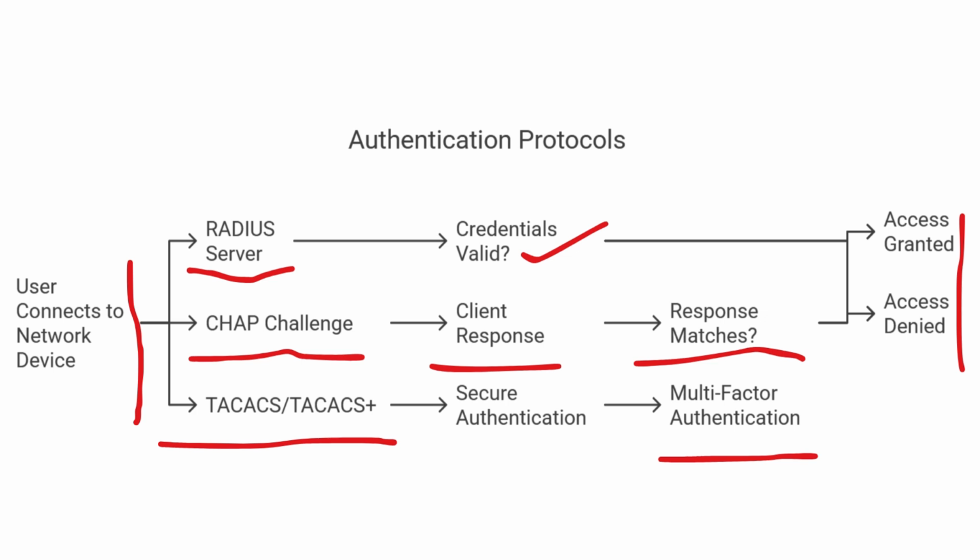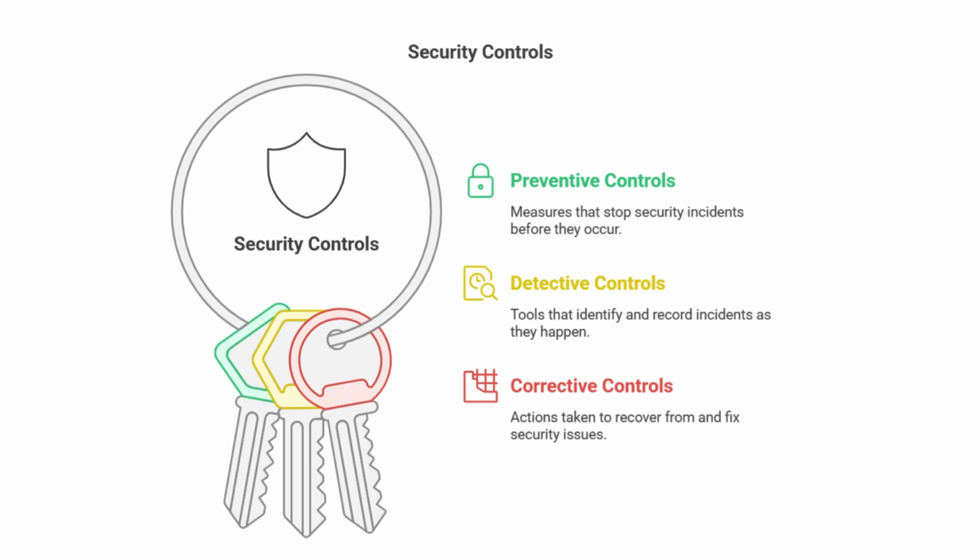Now that we have covered how access control technologies work, it is time to talk about something just as important: controls in access control. Think of controls as the rules, mechanisms, and safeguards that keep access control systems effective and secure. Just because a system has authentication and authorization in place does not mean it is completely safe. We need additional layers of security to prevent, detect, and correct security issues.